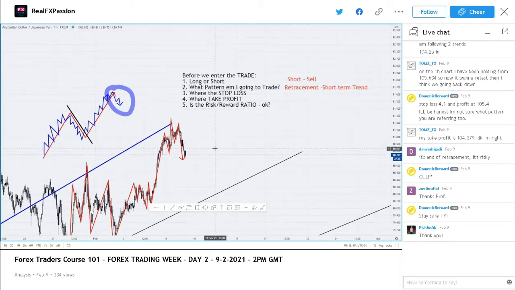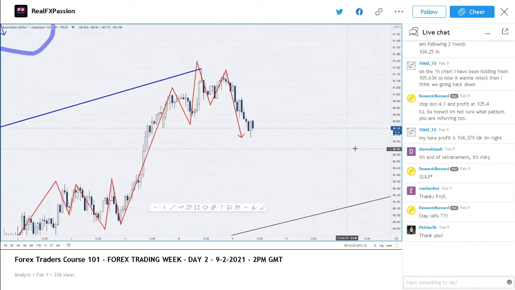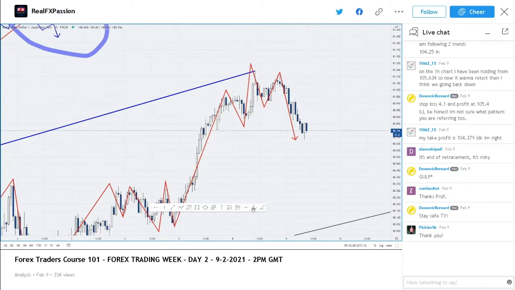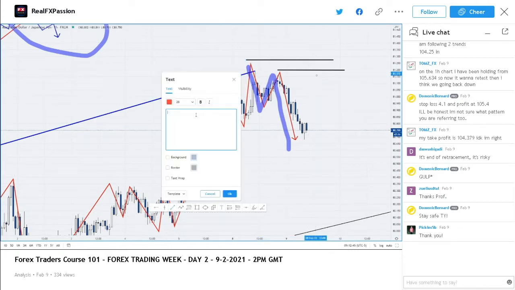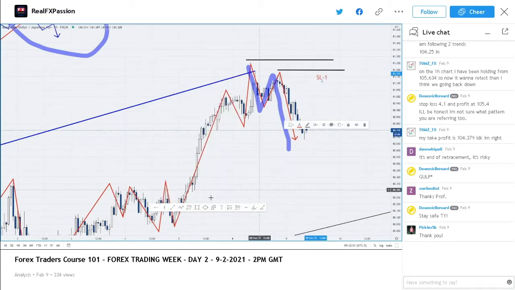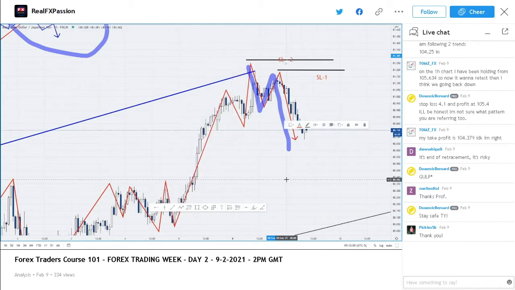Okay, so DMW, where is the stop loss? Everybody, if we are shorting the short-term downtrend, where is the stop loss? Is the stop loss up in here, which is going to be stop loss level number 1, or would you put the stop loss up in here? DMW, stop loss number 2. So stop loss number 1, and up in here, this is going to be stop loss number 2.